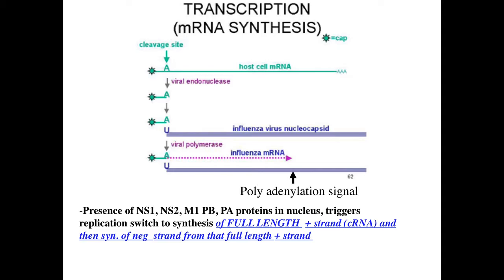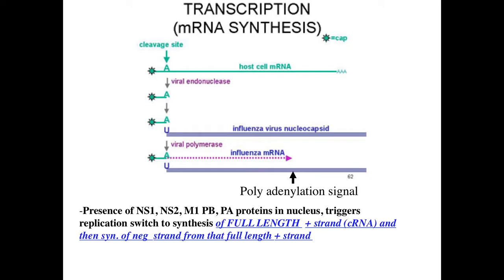So the signal that changes the viral polymerase from this initial stage of using a host cap as primer and recognizing the polyadenylation signal is the fact that these viral proteins, which are now being transported from the cytoplasm into the nucleus, now reach a critical point. So proteins like the non-structural 1 and 2, matrix protein 1, and the polymerase proteins PB and PA, all made in the cytoplasm and now transported back through nuclear pore complexes.